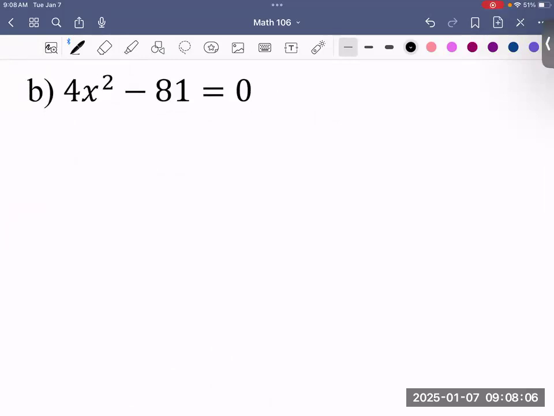All right, so we do have perfect squares. So 4 is a perfect square of what number? That would be 2 squared. X is already squared, that's nice. What about 81? 81 is 9 squared.